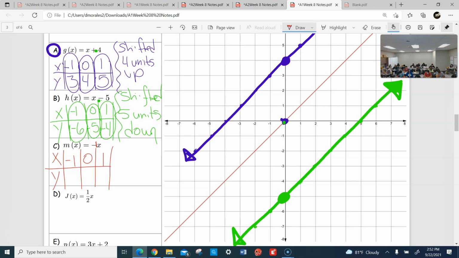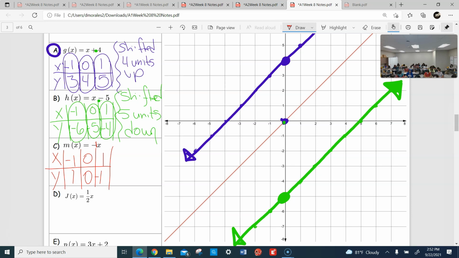So let me ask you this. What would -1 times -1 be? What would -1 times 0 be? What would -1 times +1 be? Let's graph those points. So -1, +1.